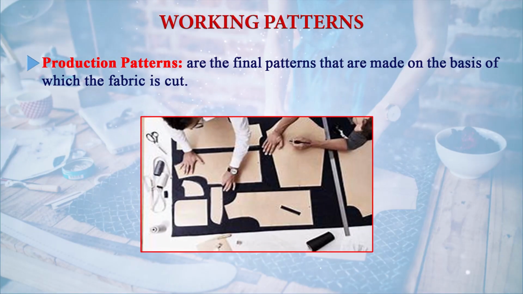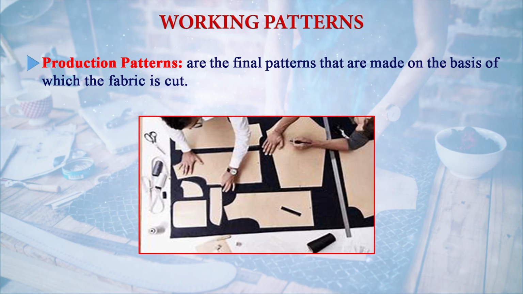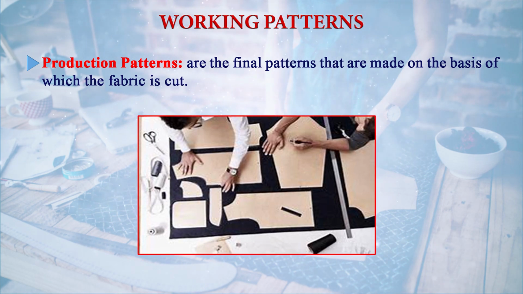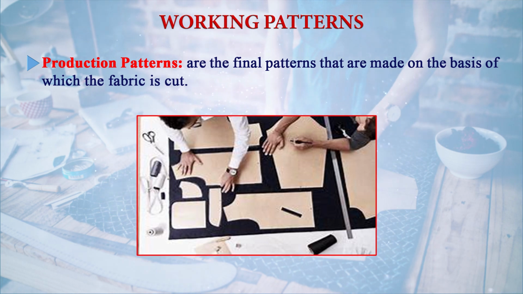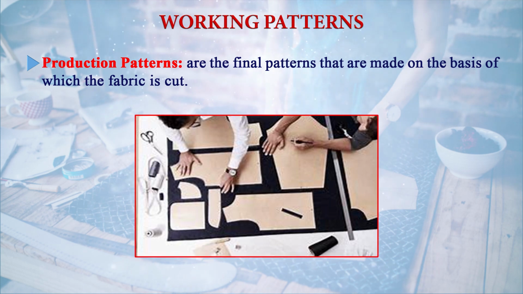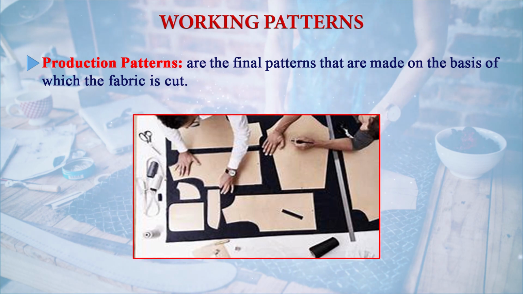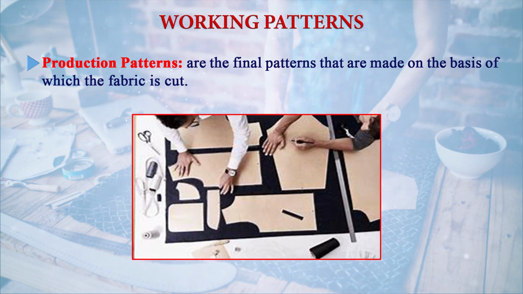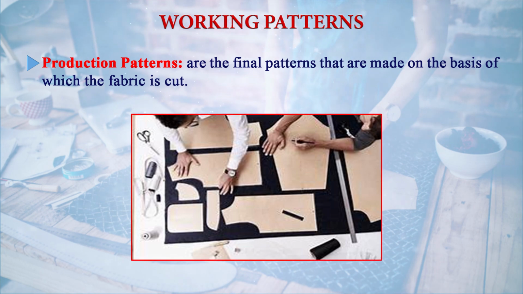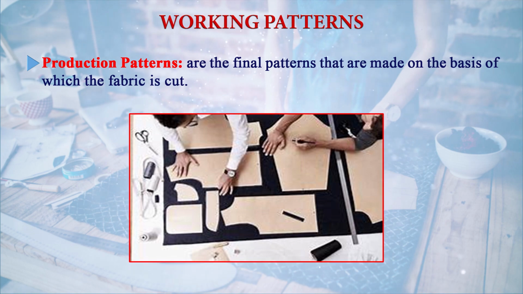So production patterns are the final patterns on the basis of which the fabric is cut. This is the pattern which includes all the techniques which we want in the design, what ease we want on the pattern, and seam allowances added on the pattern. So all this information, every detailing, is added on the pattern, and it is said to be the final or the production pattern. These were the types of pattern we have in fashion designing.